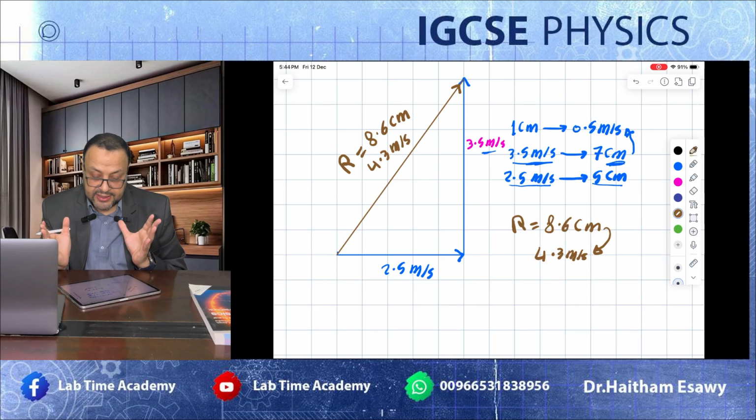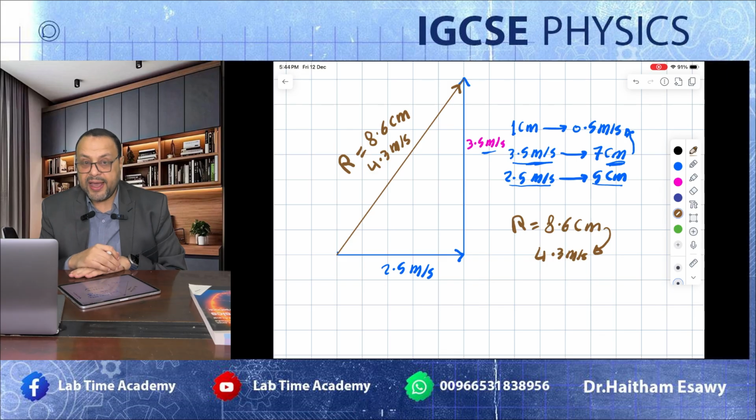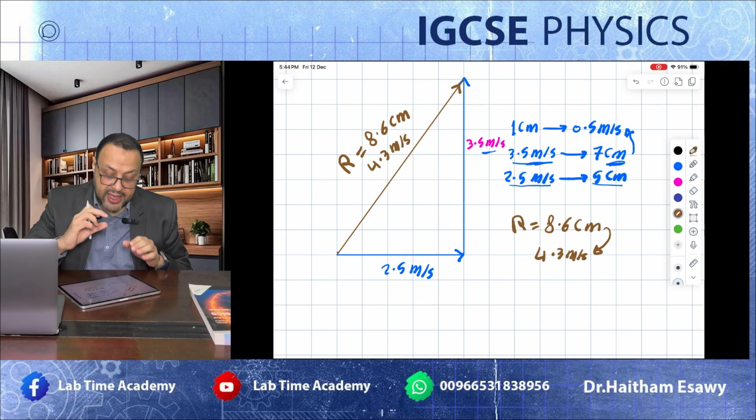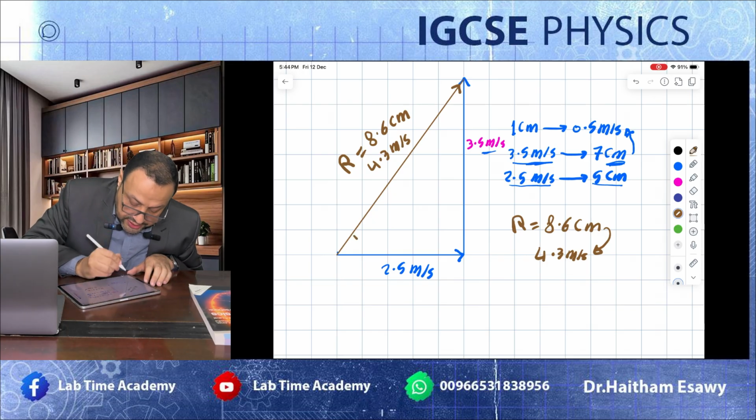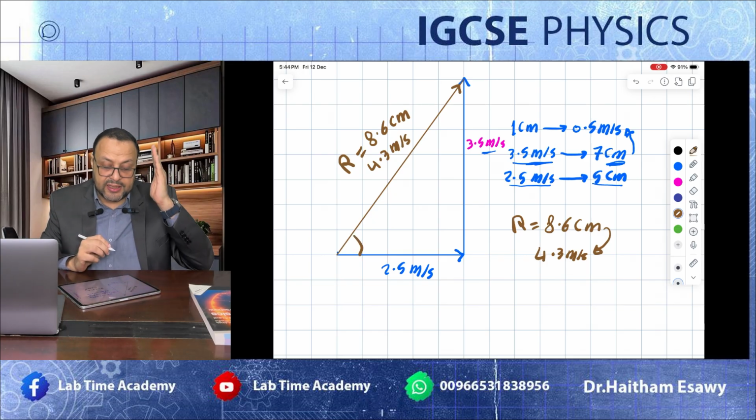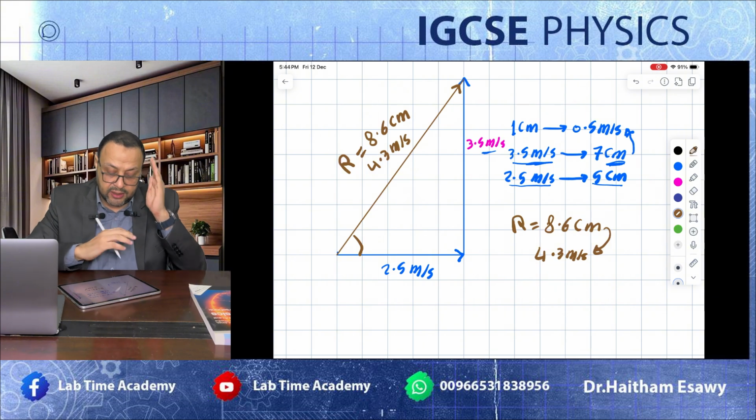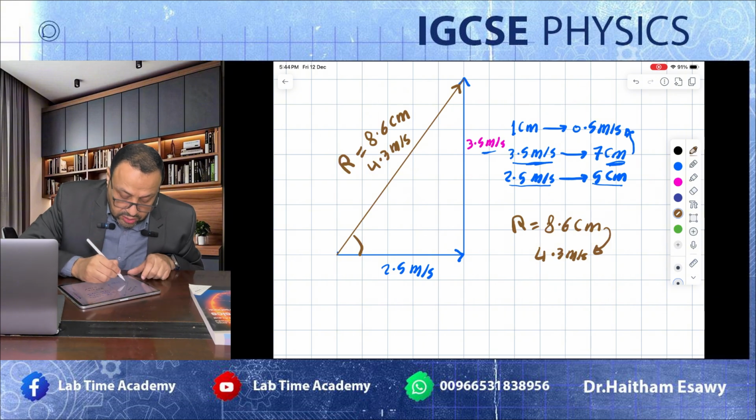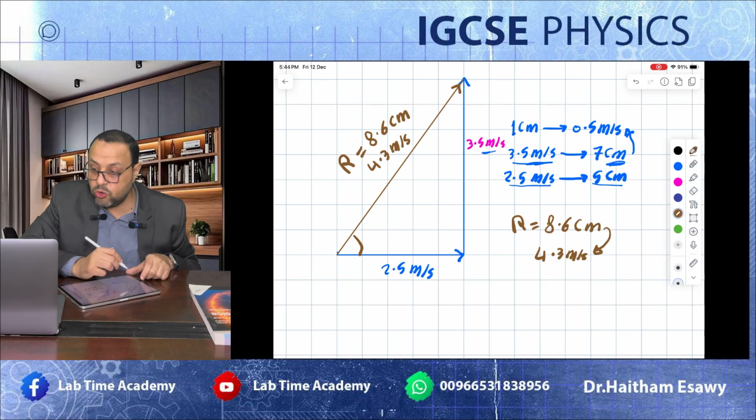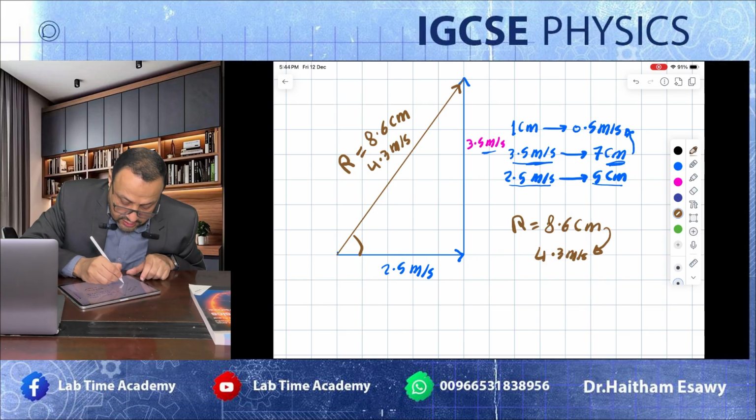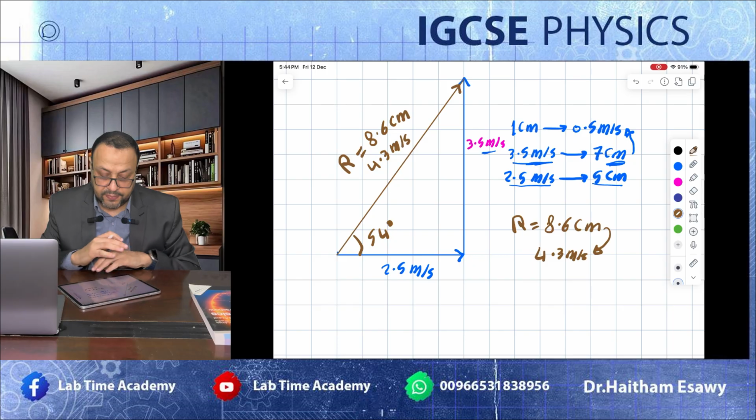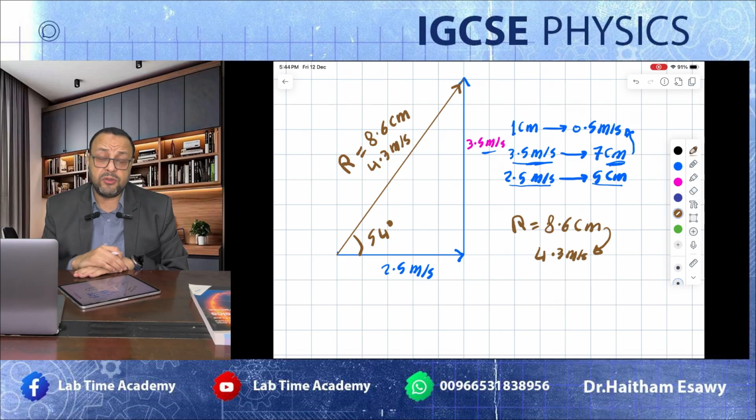This is by graph, as I said. After that, we want to get the direction. How can I get the direction? Actually, you can get the direction by measuring theta, which is the angle between the resultant and the horizontal line. So just by the protractor, you can measure this angle. It will be 54 degrees. So this is the first method to get the resultant by graphing.